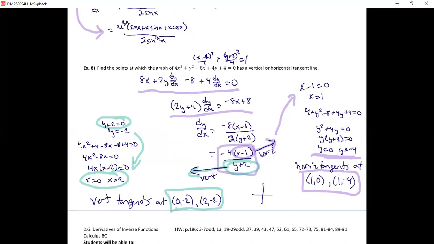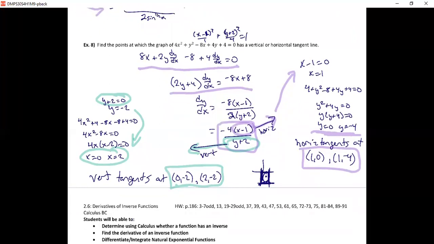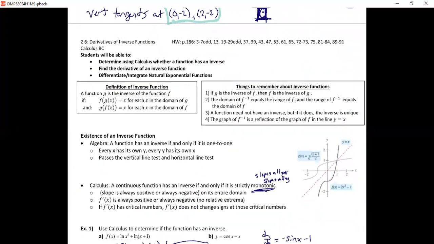If I graph that, my center is at 1, -2. And then vertically, I go up 2 and down 2. Horizontally, I go right 1 and left 1. And so it makes sense why I have horizontal tangents at 1, 0 and 1, -4, which would be right here and right here. Go ahead, complete that ellipse. It's a very tiny ellipse. And then I have vertical tangents at 0, -2, right here, and 2, -2. Yay, it makes sense. I love when math makes sense. Moving on, we have derivatives of inverse functions.